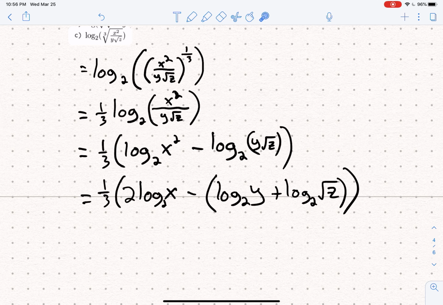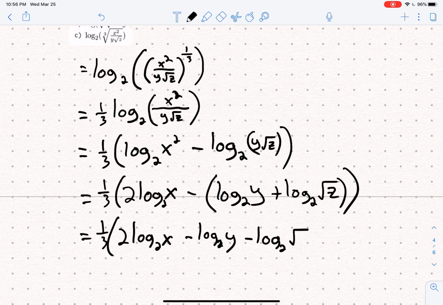Now, the important part is that this minus, we're going to distribute it through here, which means that the log in base 2 of y will be negative, and the log in base 2 of radical z will also be negative. So I'm just going to do that distribution step next. This is 1/3 times 2 log in base 2 of x minus log in base 2 of y minus log in base 2 of radical z.